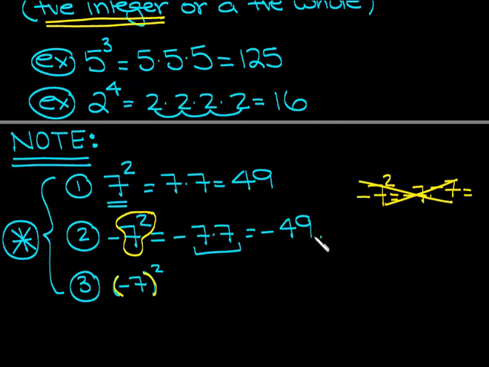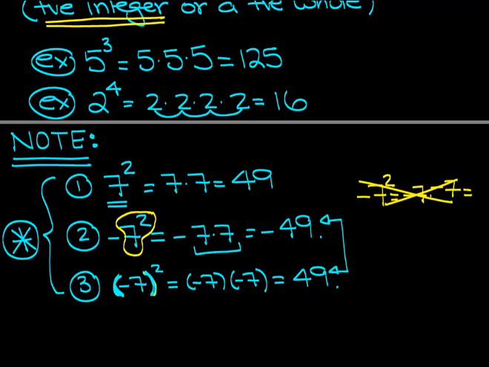So please remember, if they want the base to be negative, they will always put parentheses around that number. If they don't have parentheses, that means that base is not negative. So in this case, since they have parentheses around the number, my base is minus 7, so I want to take negative 7 times negative 7. We end up with positive 49. So these are little subtle things that you do need to be aware of. These are very common mistakes students make. So please try to avoid them.